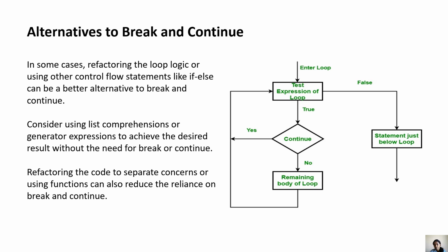So here we can see the flowchart or algorithm of the break and continue statements. First we enter the loop and test the loop with the expression. If it is true, it will continue. If it is false, it will jump to below the loop. And if continue is executed, it will again go to the testing of the loop. If continue is not used, it will remain in the body of the loop.